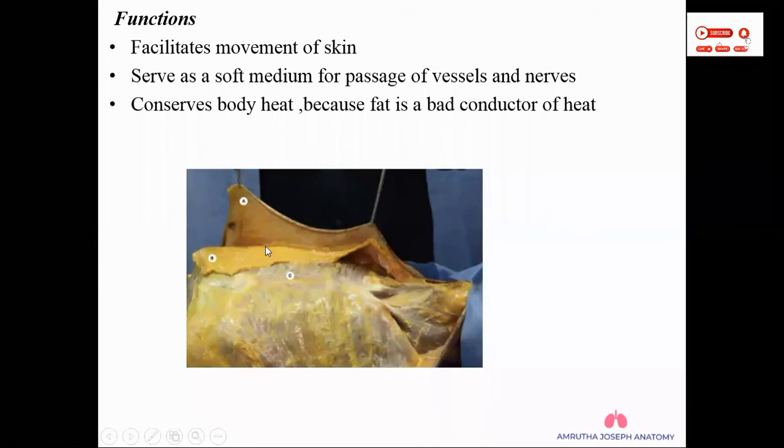The other function of the superficial fascia is that it is going to conserve body heat, because fat is a bad conductor of heat. So that is the other function of the superficial fascia.